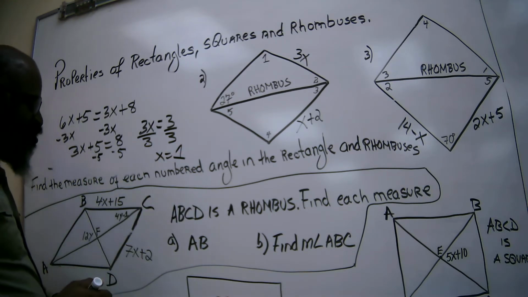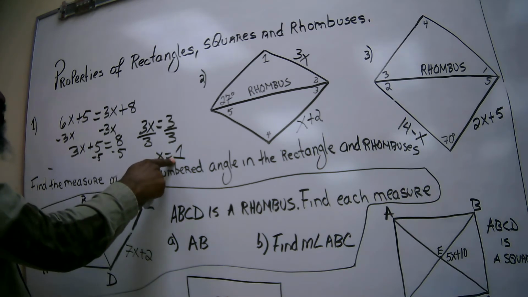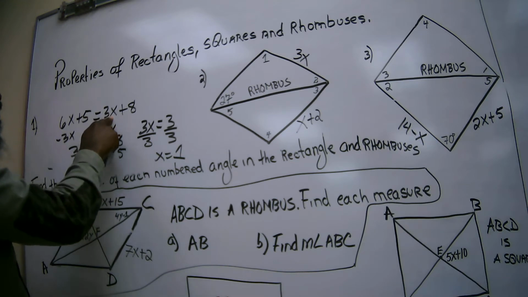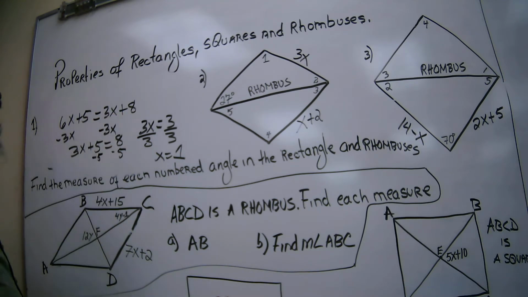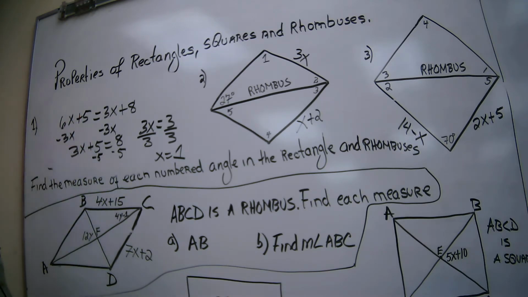And one thing you have to be aware of, many times they will ask you to find the length of each side. If I want to find the length of each side, I can substitute here. 3 times 1 plus 8 is 11. Or 6 times 1 is 6, plus 5 is 11. So that justifies how you get the answer.